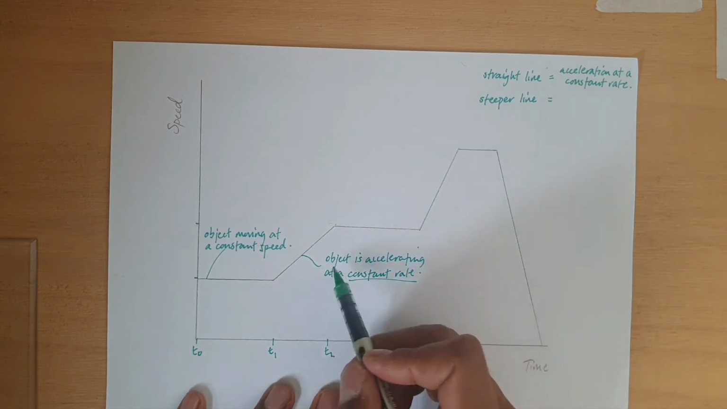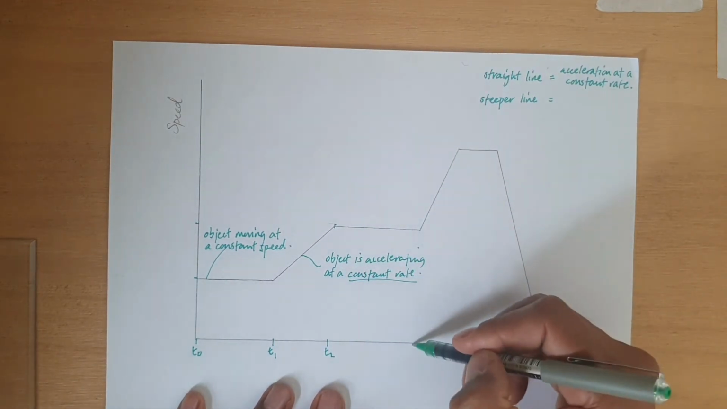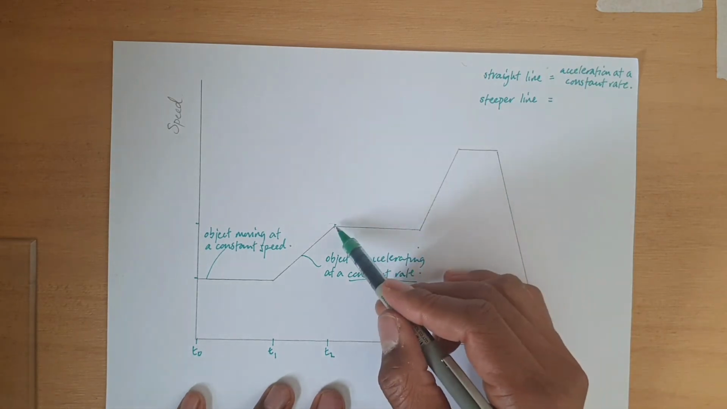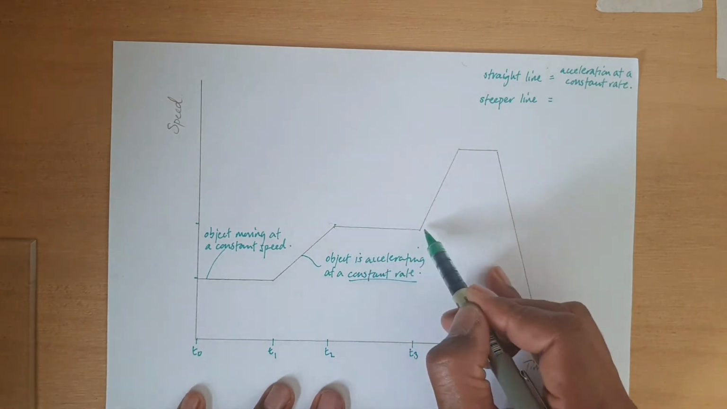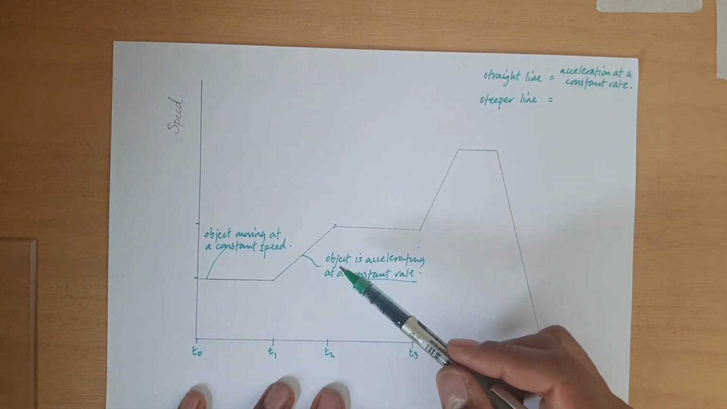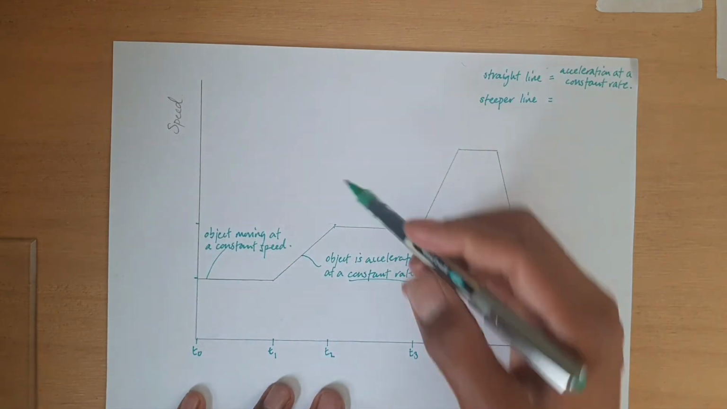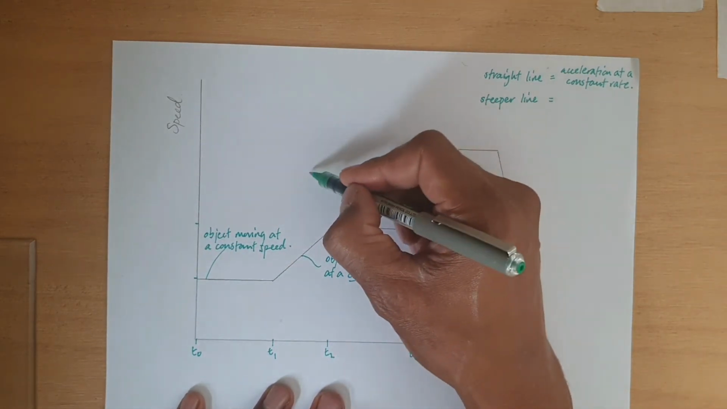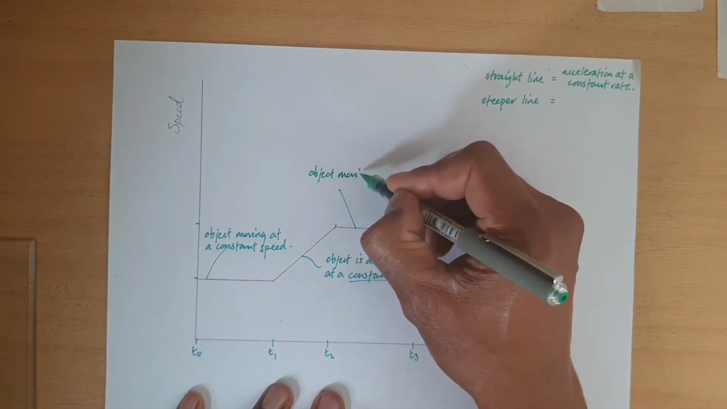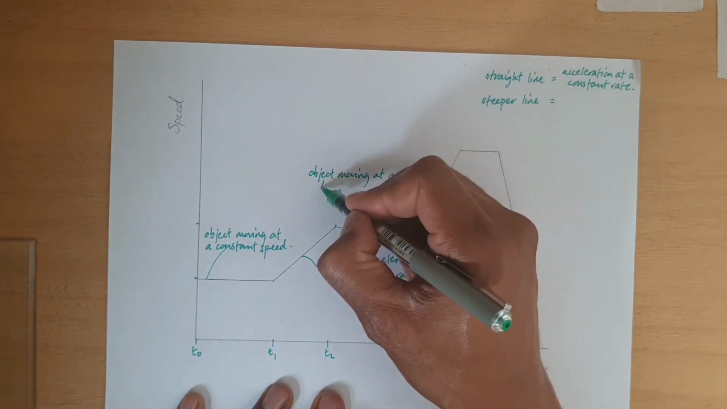Then between T2, which is here, and I'll call it T3, the object is again showing a horizontal line. The horizontal line means that the object is moving at a constant speed, but if you look at where that speed is, it's higher than the speed before. So this is another example of the object moving at a constant speed, but this one is higher.